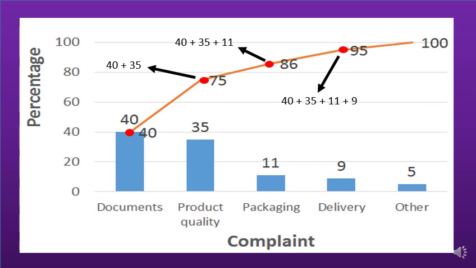And then of course, very last dot up above other, in line with 100 on your y-axis. So what this means is 100% of the complaints are due to any of these, or all of these categories. So 100% due to either documents, product quality, packaging, delivery, or other. And that makes sense because 100% must be due to one of those things or another.